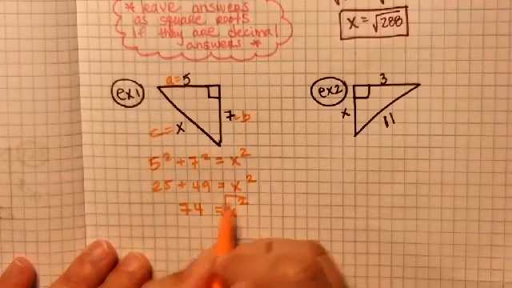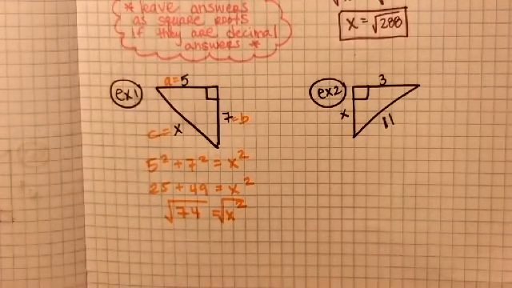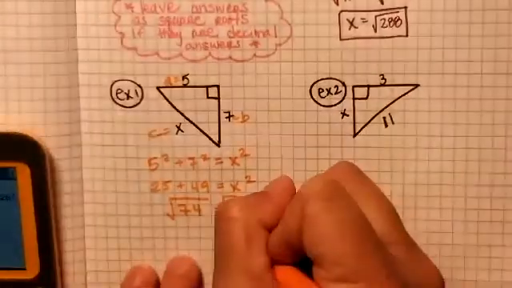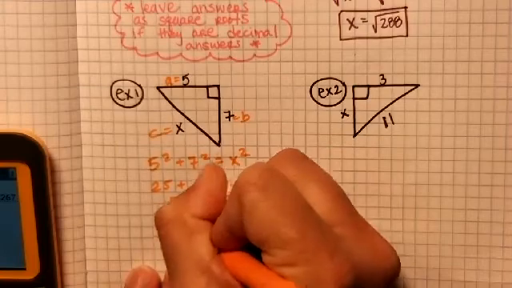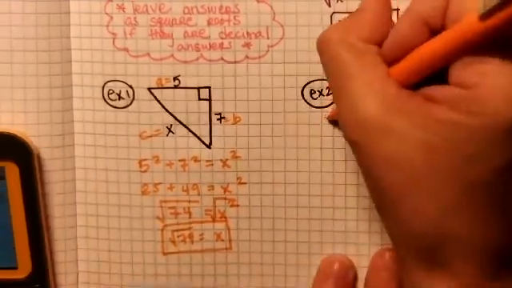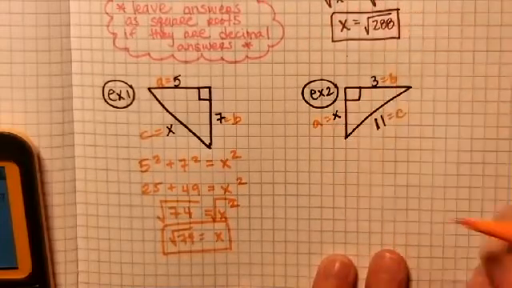So the square root. And if I put the square root of 74 in my calculator, you'll see that I get a decimal. So I don't want that. So I'm just going to leave it as the square root of 74. And then for example 2, I'm going to have a, b, and c. Again, those are interchangeable. That's fine.